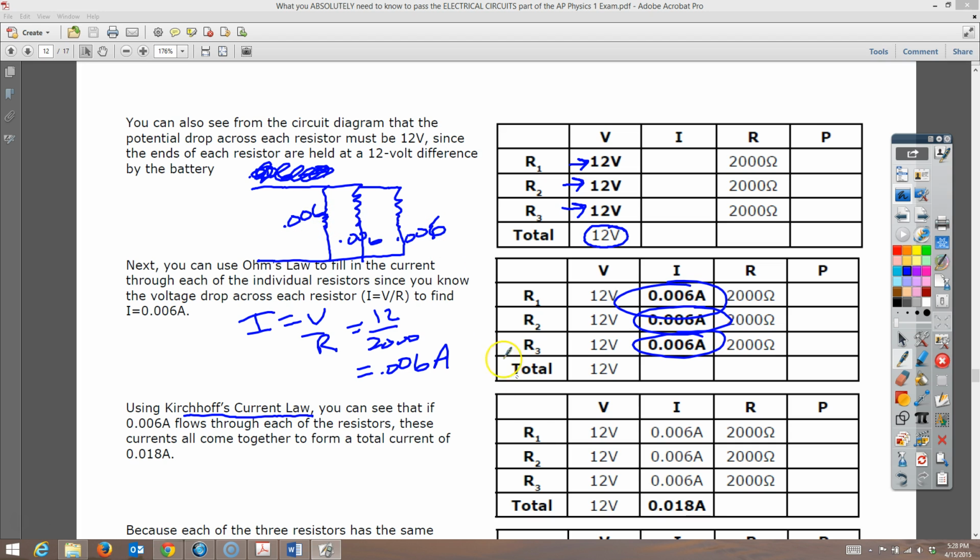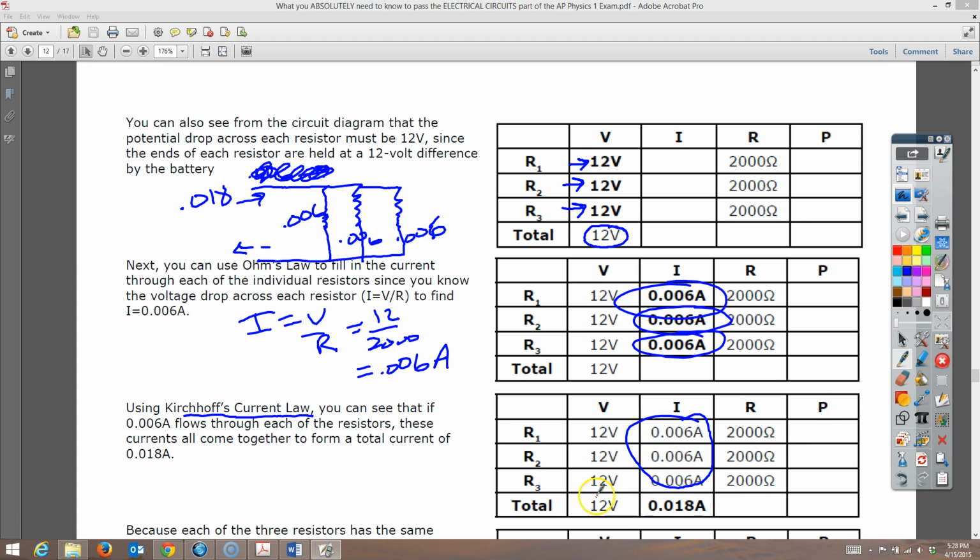If you add these three together, you'll get 0.018 amps going in and 0.018 amps coming out. So when you do the current for this one, we actually add the currents. Like we added the resistance in series, in parallel we add the currents. So we've added those currents together.